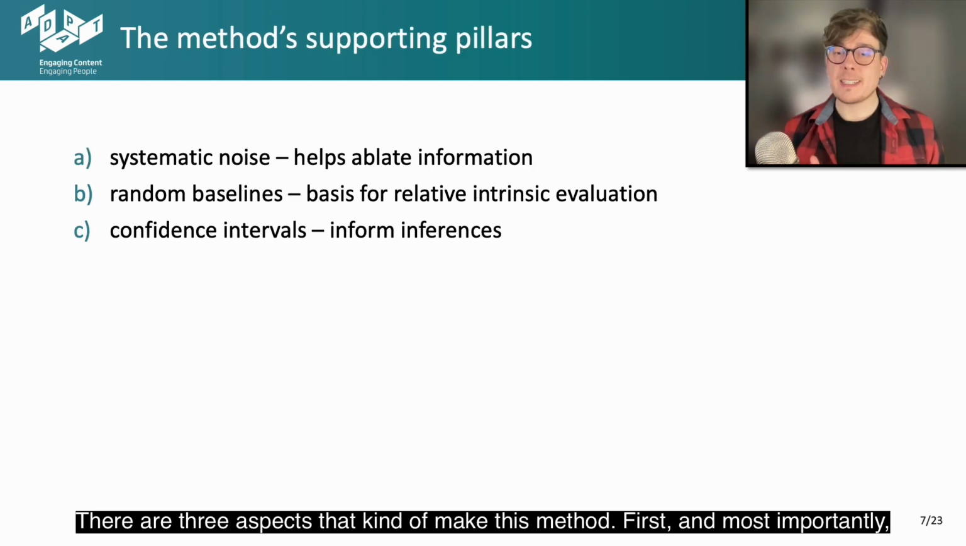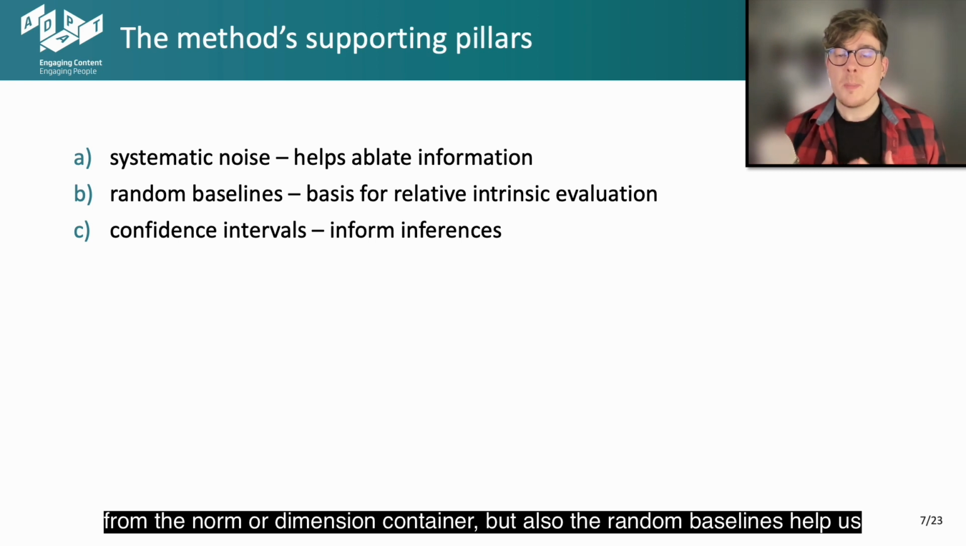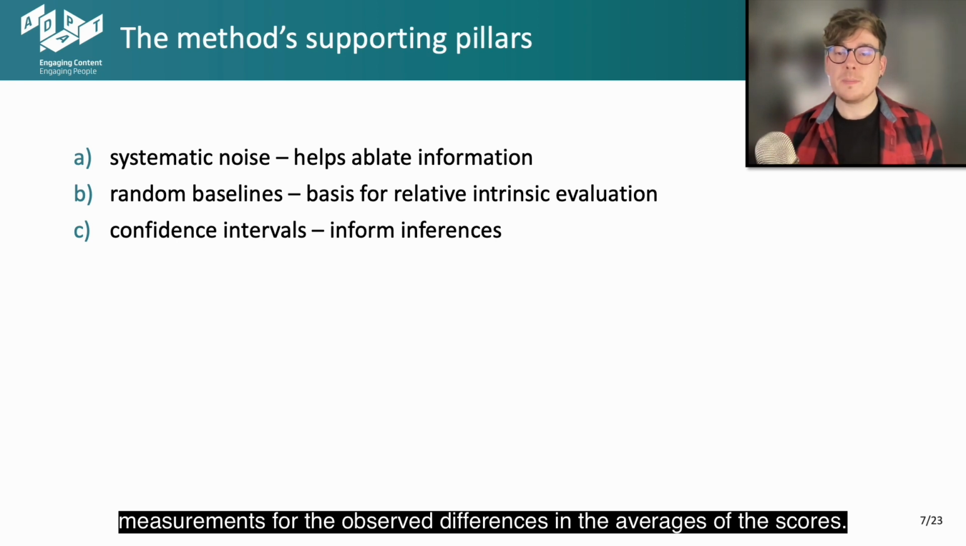There are 3 aspects that make this method. First, and most importantly, it's the choice of the noise that will be injected in the embeddings, which helps ablate the information from the norm or the dimension container. But also the random baselines help us form a basis for our relative intrinsic evaluation. And then the confidence intervals are used to inform our inferences and provide statistical significance measurements for the observed differences in the averages of the scores.